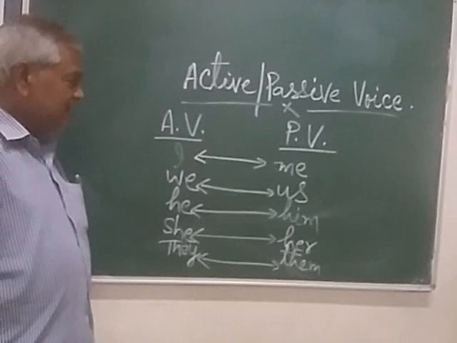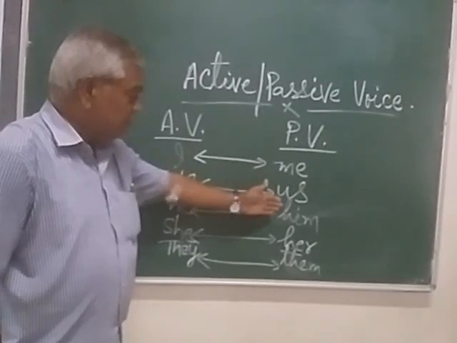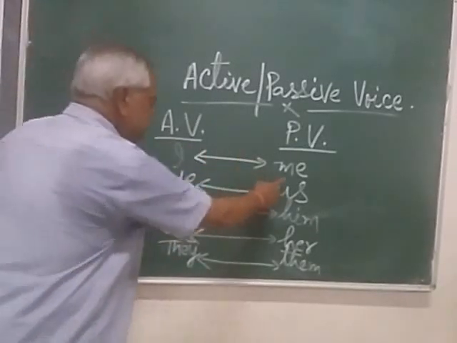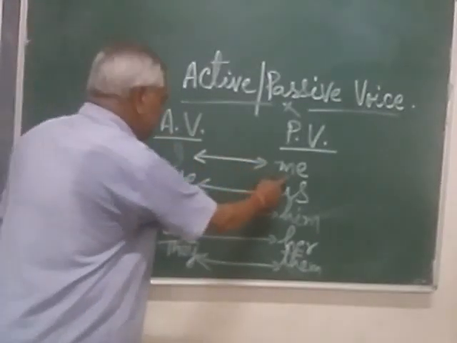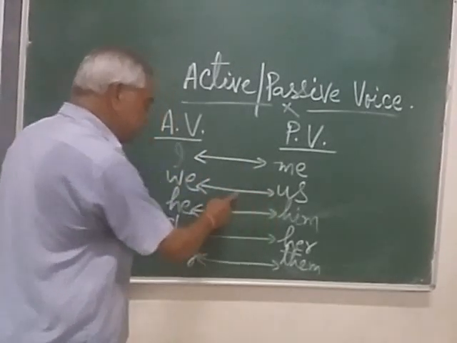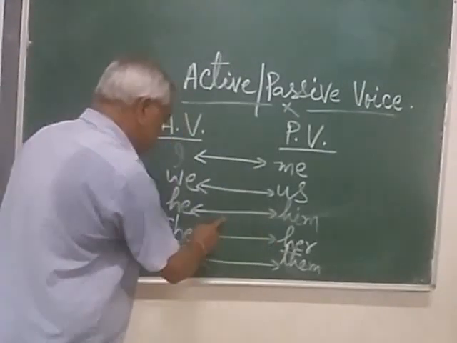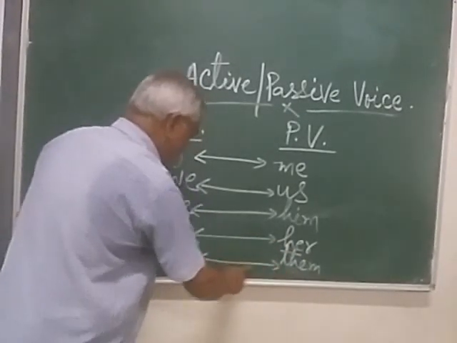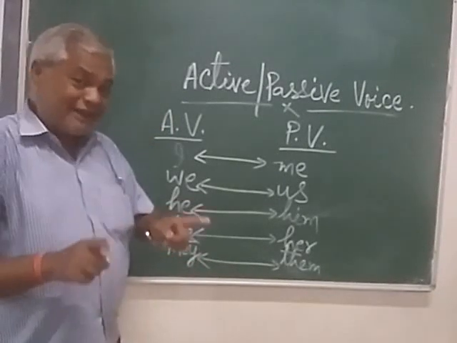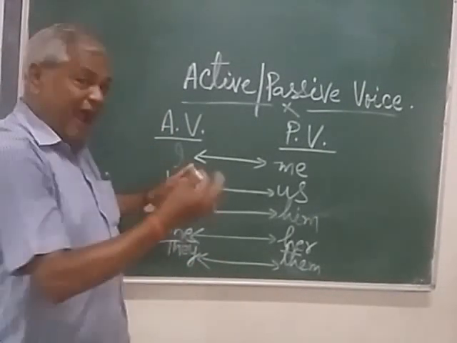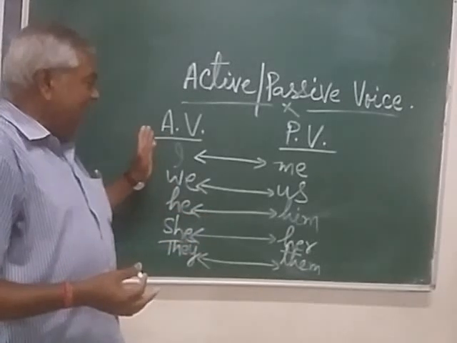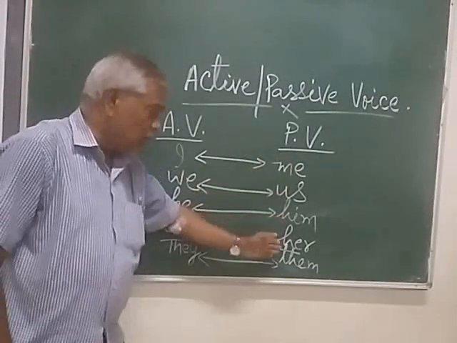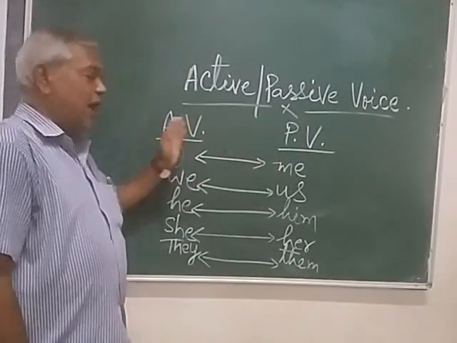It means that if these words are given in active voice, like me is given in active, then me will change into I, us will change into we, him will change into he, her will change into she, and them will change into they. So in both cases, active voice changes into passive voice, and all the words given in passive voice will change into active voice.